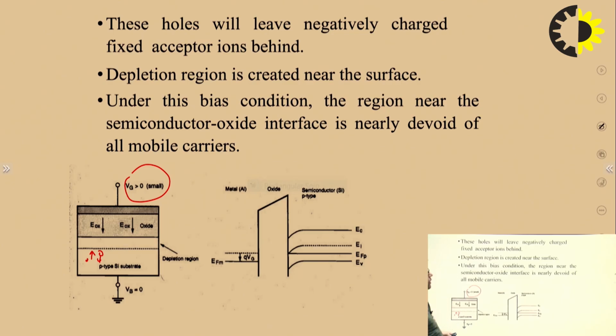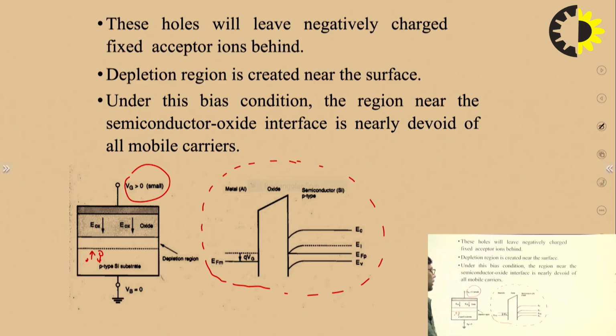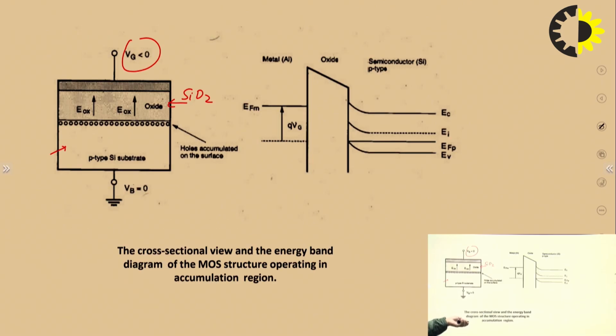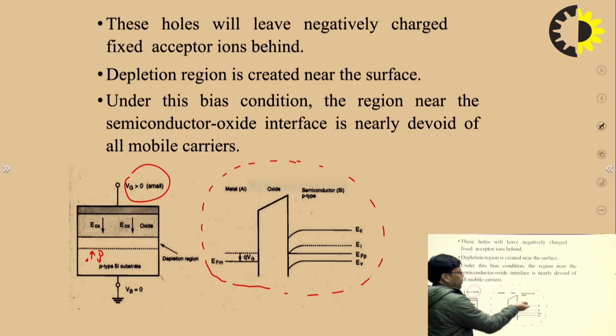That's why, if you look at the energy band diagram for this depletion region, because you are giving the positive voltage and the electric field is in the downward direction, the Fermi level is getting shifted towards the downward direction, and the bending has also shifted downward, whereas previously it was in the upward direction, right? But in the case of positive voltage, the Fermi level is shifted downward, and the bending is also shifted downward.